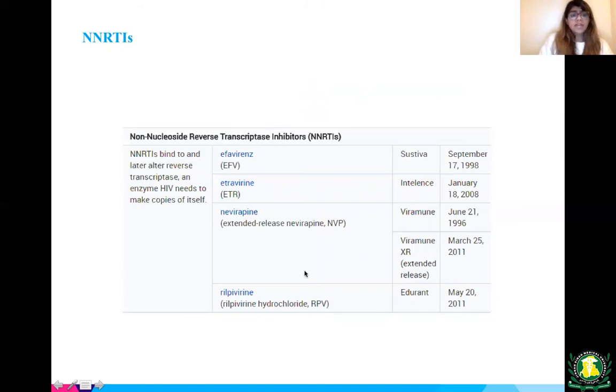And so these are examples of some NNRTIs. NNRTIs, like I said, bind to and alter reverse transcriptase, which is the enzyme that HIV needs to make copies of itself. So again, this is the list of the NNRTIs, and you can see the three character abbreviation that follows it. So efavirenz, also called EFV, etravirine, which is ETR, nevirapine, NVP, and rilpivirine, which is RPV. So I will go through these.